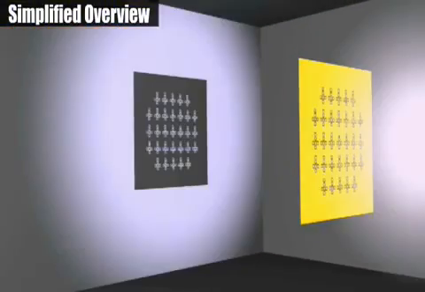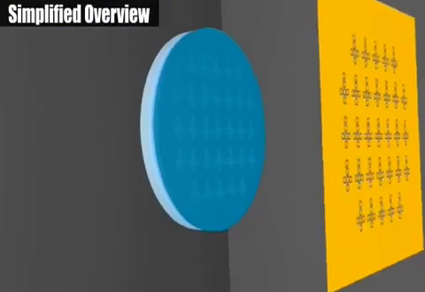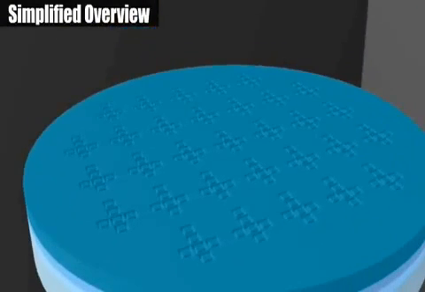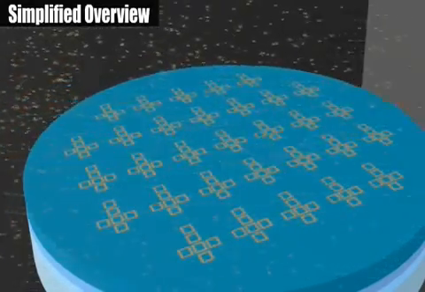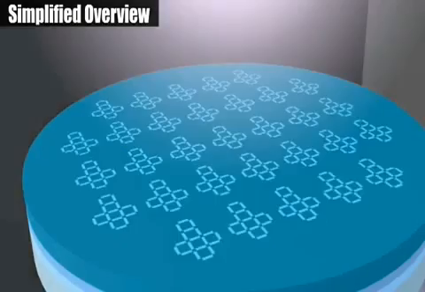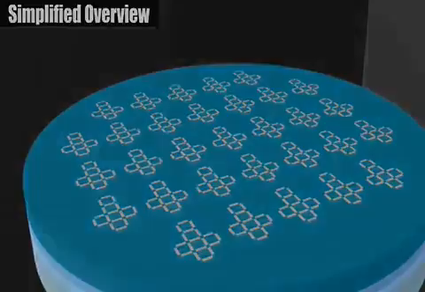First, a mask is created. It is used to expose a specially prepared silicon wafer, and the areas that are hit by the light dissolve away. This leaves a mold behind which is filled with metal, forming the cube faces. This process is repeated, connecting the faces with another metal that functions as the hinges.